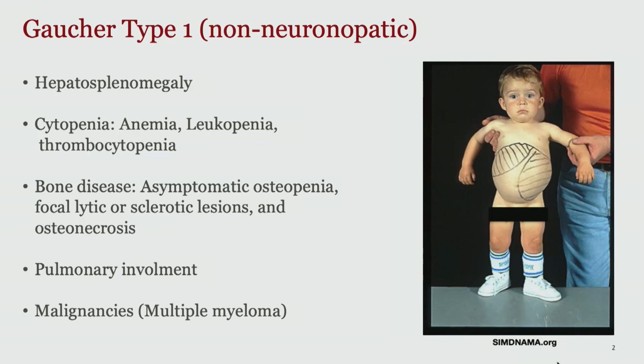Gaucher disease is a very complex disease with a phenotypic spectrum that goes from mild to severe based on the absence or the presence of neurological involvement. Here, I'm going to talk specifically about Gaucher type 1, the non-neurological Gaucher disease, which is one of the most common here in the Western world.